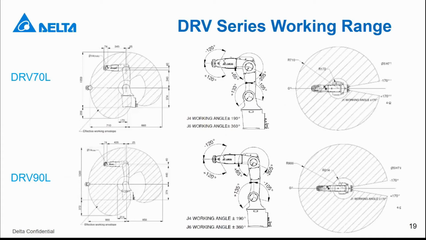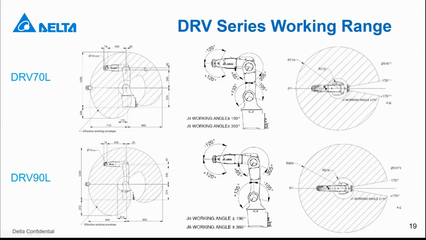So here is the working range of the DRV series. You can see the DRV series is more flexible than the SCARA series. It's not only on a plane, it's a 3D architecture. So for the working range, we need 2 pictures to show it. Let's look at the right side first. This is the working range on the XY plane. It's very wide, almost a full circle. Only at the end there are around 20 degrees it cannot reach in the back.